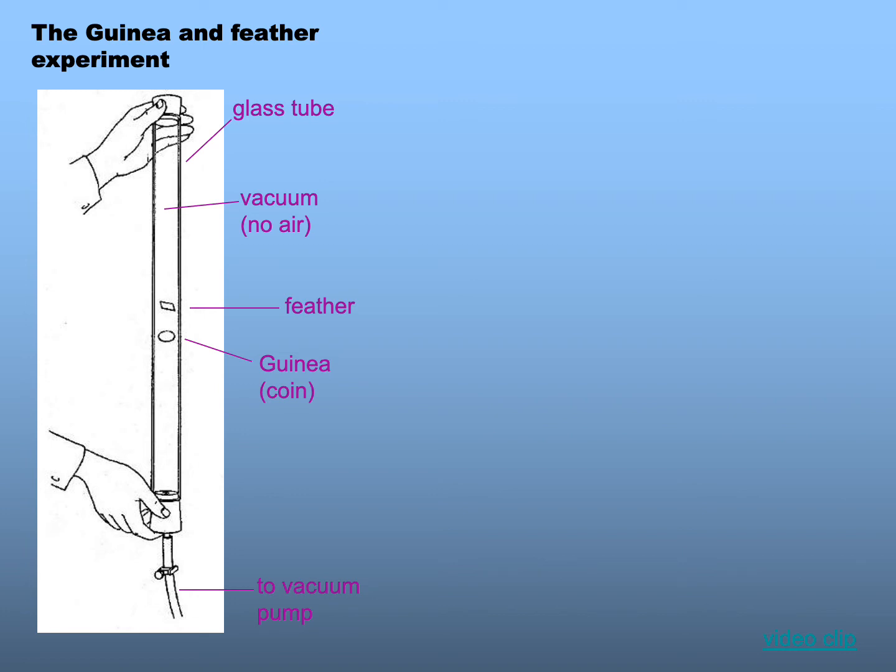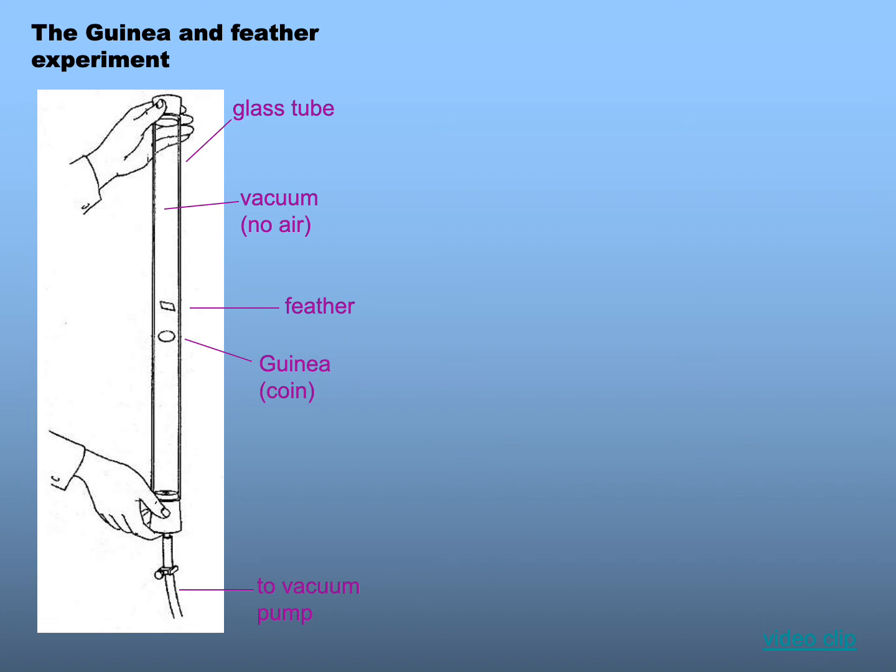And you connect up the tube to a vacuum pump so that you can suck the air out of the tube if required. Now with air in the tube, first of all, you let the guinea and the feather settle down at the bottom, and then you very quickly turn it upside down and you watch what happens to the guinea and the feather. Now when there's air in the tube, what you find is that the guinea coin falls quite quickly, but the feather, trapping the air and being very light, just floats down very gently. So the guinea reaches the bottom first.